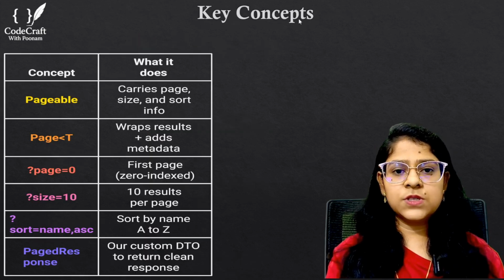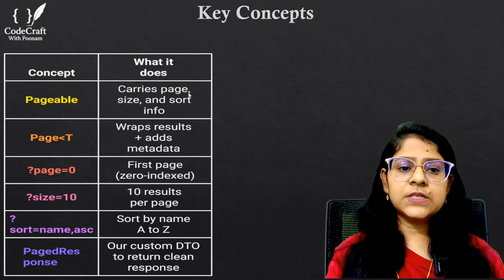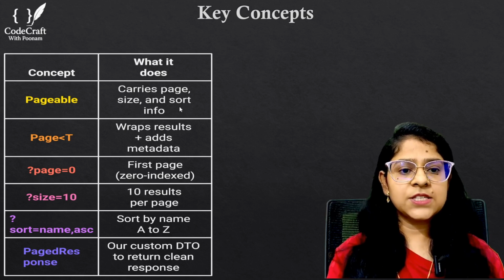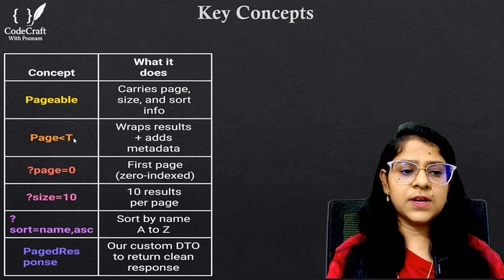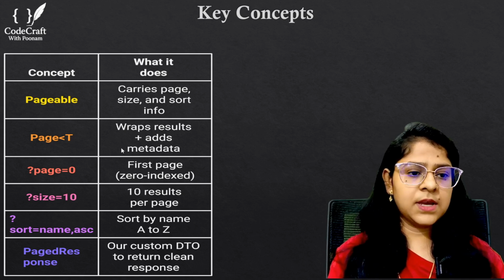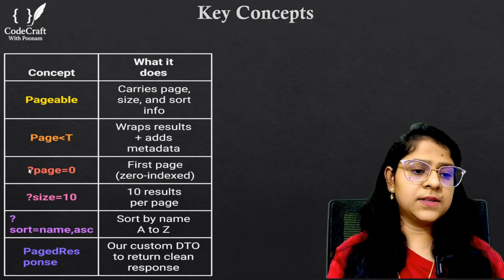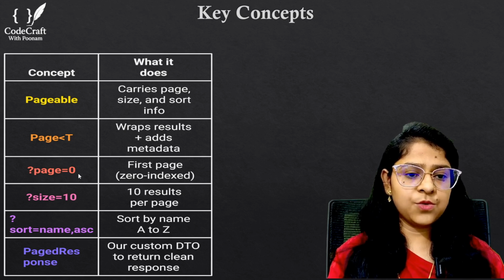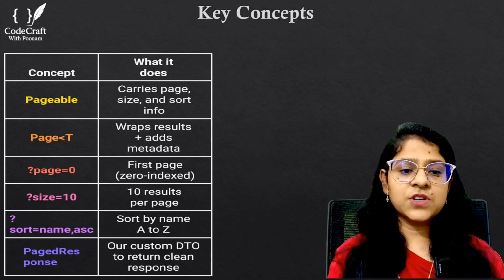And coming to the key concepts which you need to remember: Pageable carries page, size and sort information. Then coming to Page<T>, where T is nothing but type, it wraps results and adds metadata. When you use the URL with ?page=0, that means this is the first page, which is zero-indexed.